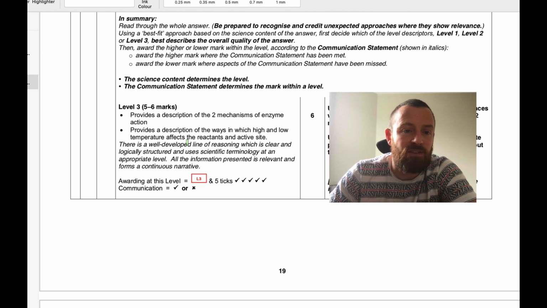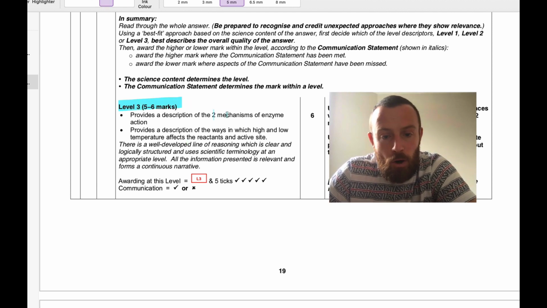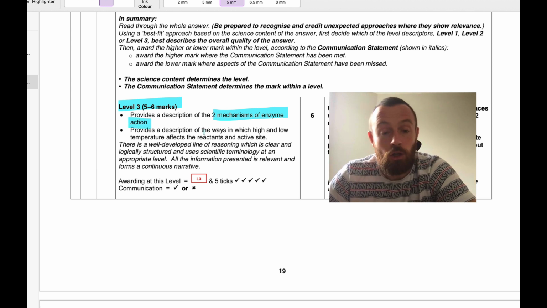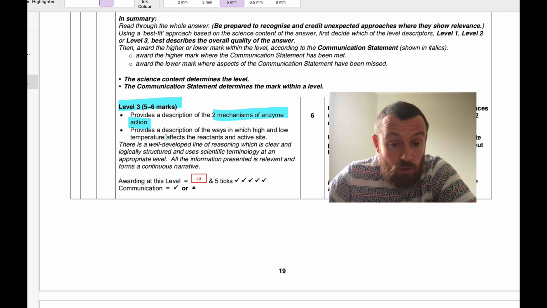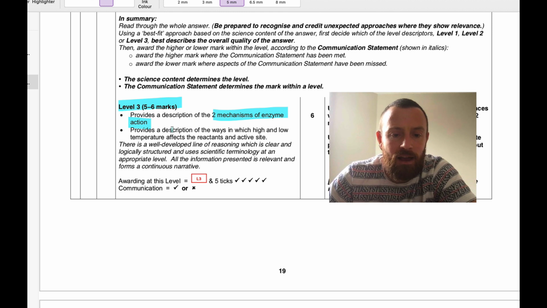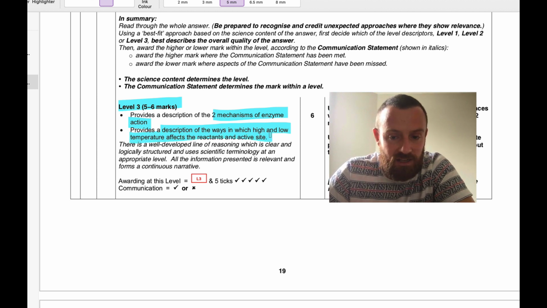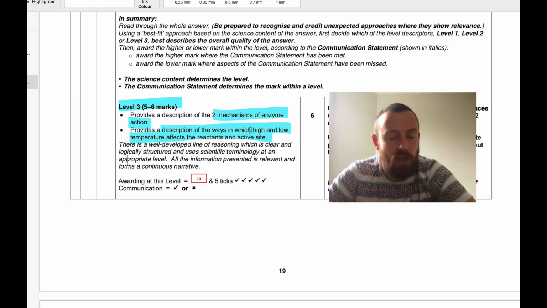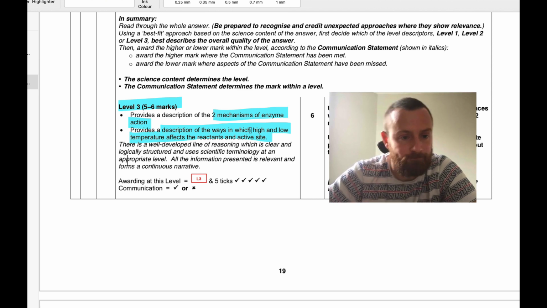So for the level 5, 6 mark answer, what we're really going for here, you've got to talk about both mechanisms of enzyme action, lock and key and induced fit. Clearly describe those mechanisms, talking about enzyme substrate complexes, that sort of thing, and then you provided a detailed description of the ways in which both high and low temperature affects the reactants and active site. Okay, so that's how you answer that question.